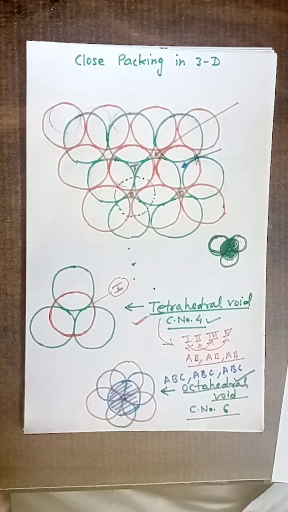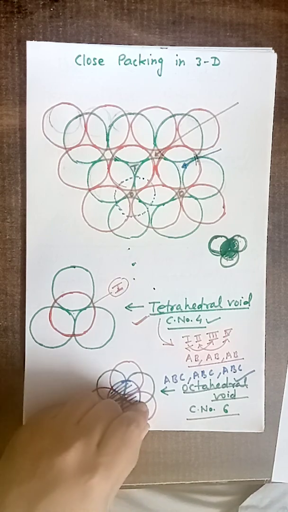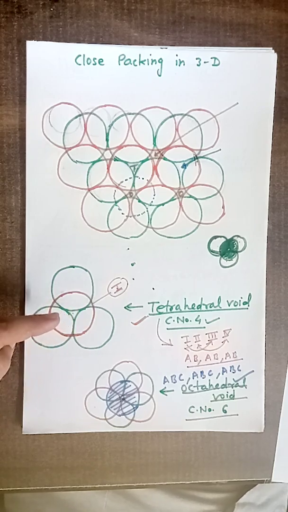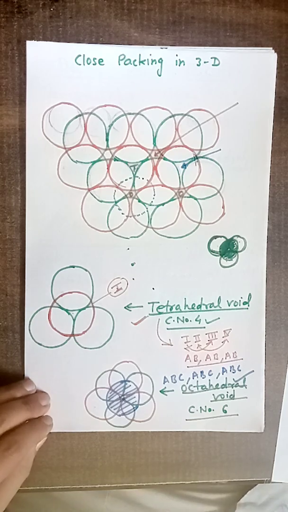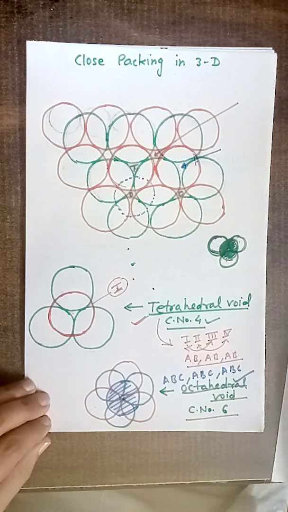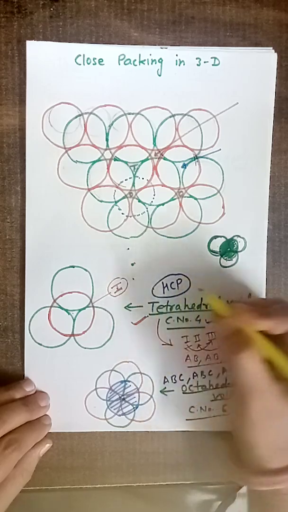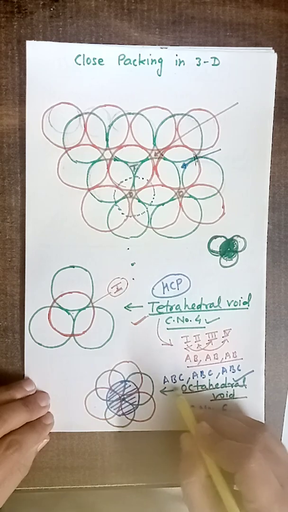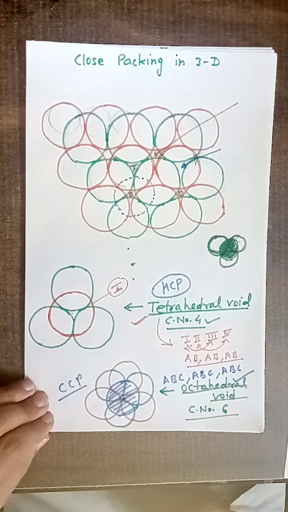So two types of voids are formed. It is the octahedral void with coordination number 6, and the tetrahedral void with coordination number 4. If particles occupy tetrahedral voids, then the first and third layer are identical, and because the first and third layer are identical, its pattern is known as ABAB, and chemically this is known as HCP. It is hexagonal close packing, 3D hexagonal close packing. And ABC ABC is known as CCP. It is cubic close packing structure.